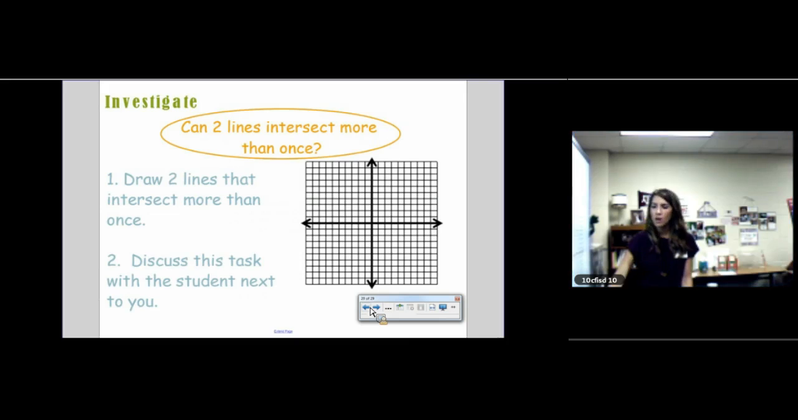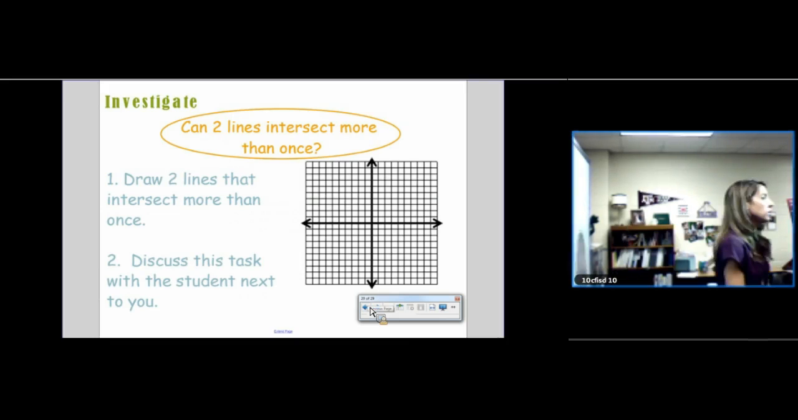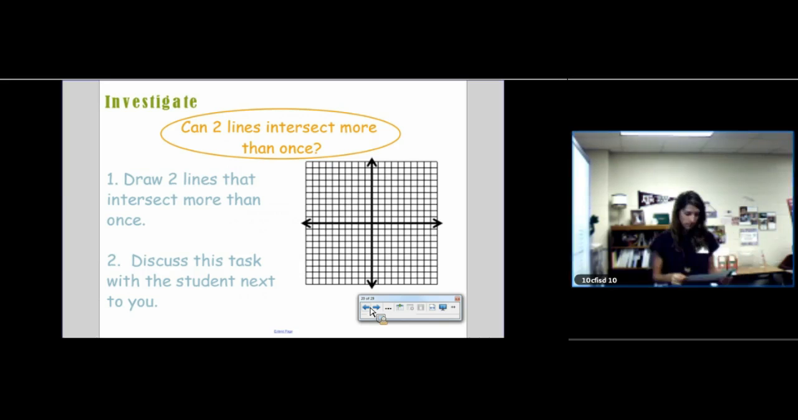Now, I want you on your board to draw 2 lines that intersect more than once. Show me. I love giving you impossible problems. Is it possible for 2 lines to intersect more than 1 time? No, because lines can't bend.